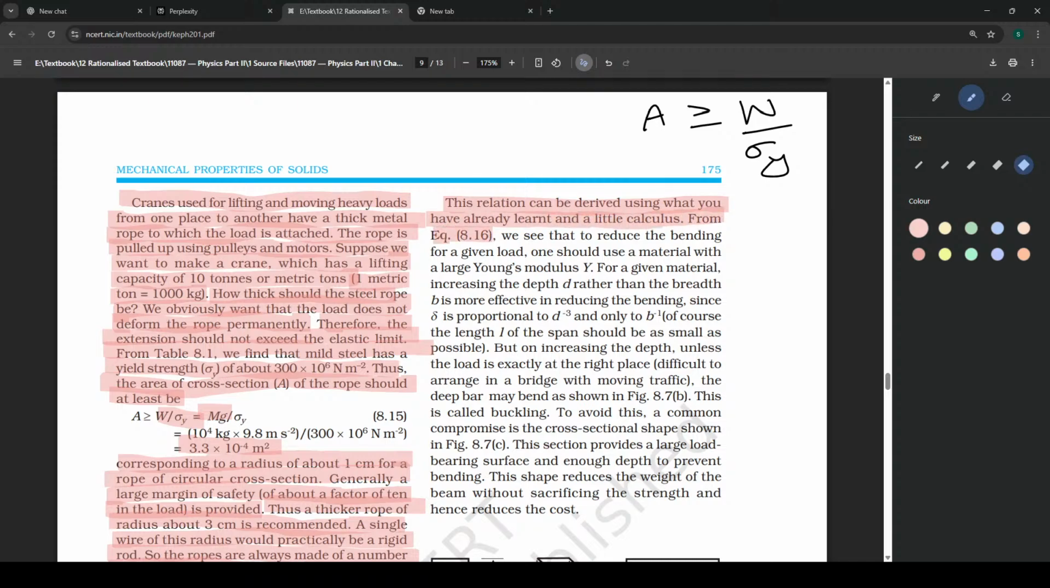From equation 8.16, we see that to reduce the bending for a given load, one should use a material with a large Young's modulus. For a given material, increasing the depth rather than the breadth B is more efficient in reducing the bending, since delta is proportional to d to the power minus 3 and only to b to the power minus 1. Of course, the length L of the span should be as small as possible. But on increasing the depth, unless the load is exactly at the right place, which is difficult to arrange in a building with moving traffic, a deep bar may bend as shown.